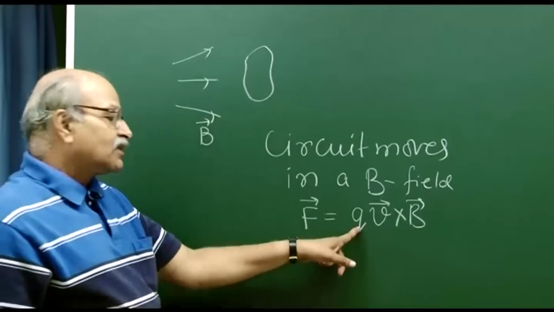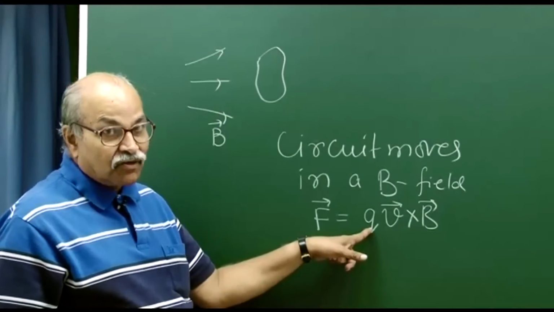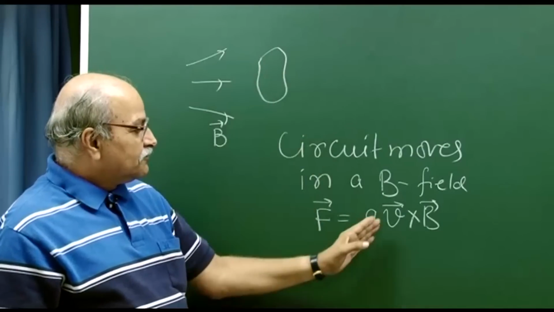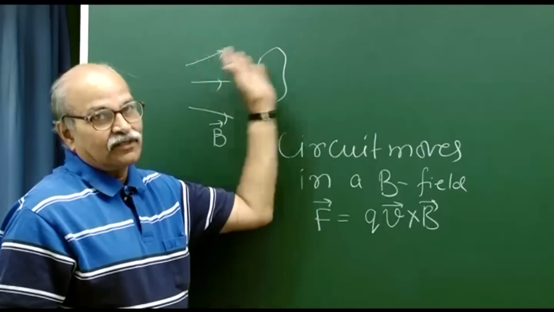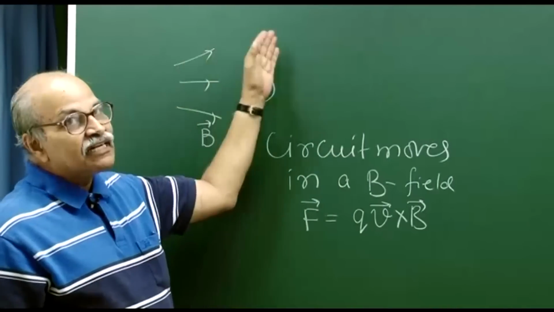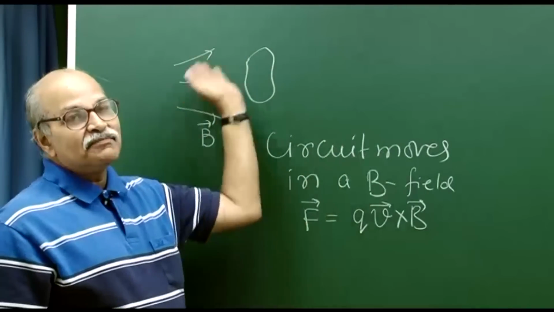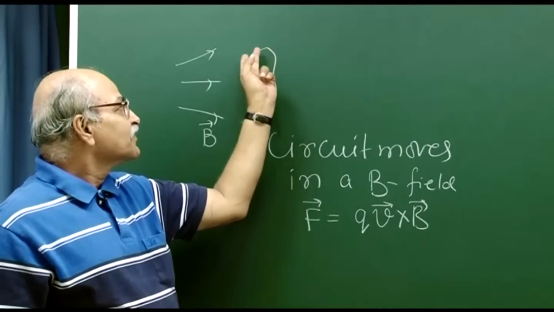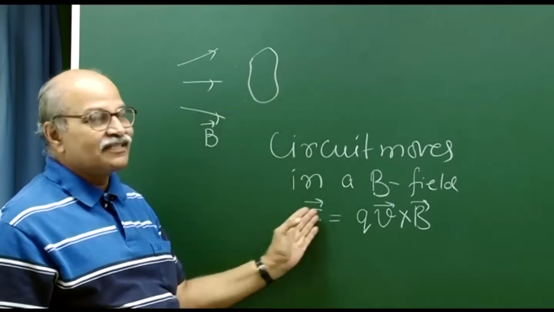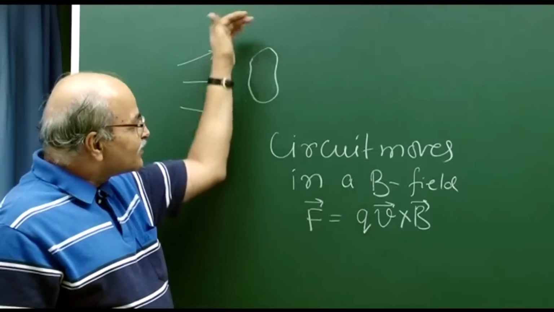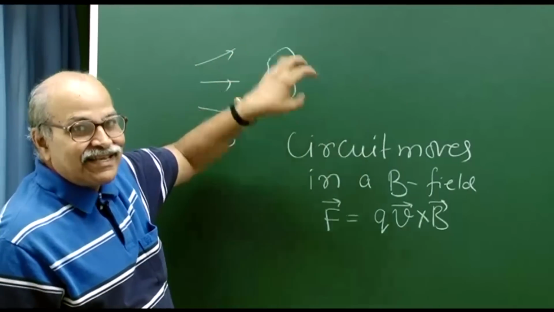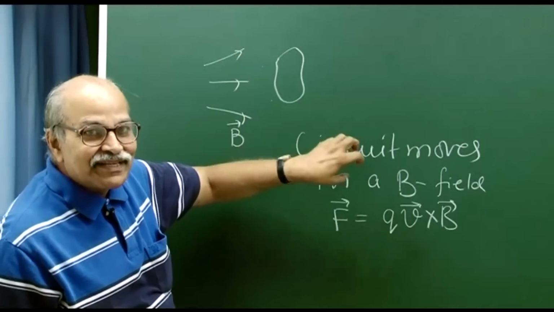This Q is the charge on the free electrons in the circuit. V is the velocity of the circuit that we give, and that is also the velocity the free electrons get, and B is the magnetic field at that particular site. Over this entire circuit you see how much this force is, and that drives the whole current in the circuit, and we say that an EMF is generated.